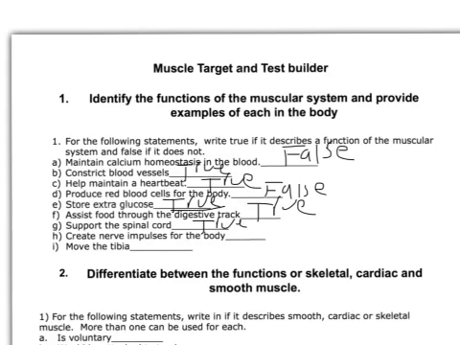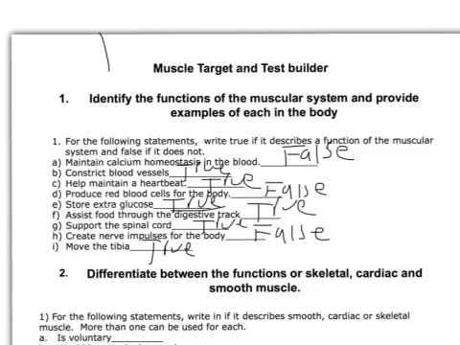Create nerve impulses for the body. That is false. They do not create them. They receive them. And good old moving the tibia. That is true. That's one function of a skeletal muscle. Hopefully you can provide me examples of muscles that move the tibia. So hopefully I stimulated that thought.